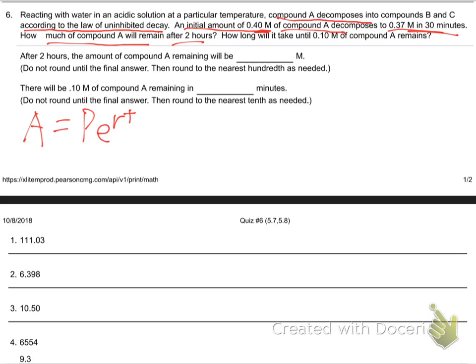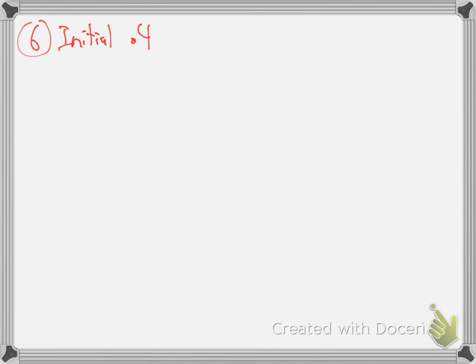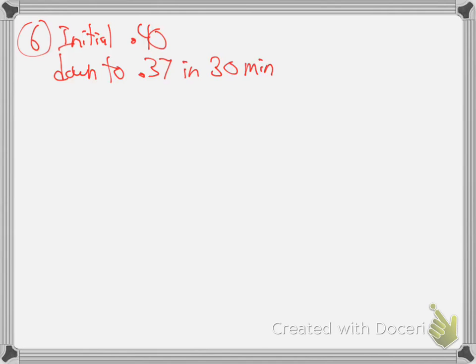Okay. So let's write those facts down. Number 6: the initial amount is 0.40, and then it goes down to 0.37 in 30 minutes. Do I have that right? Down to 0.37 in 30 minutes. So let's just stop right there. We're able now to do phase 1.